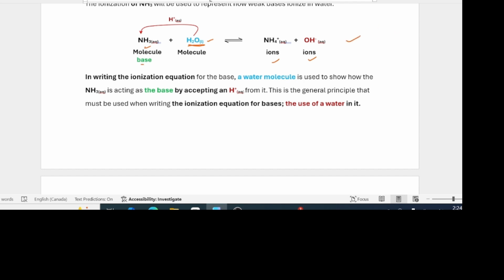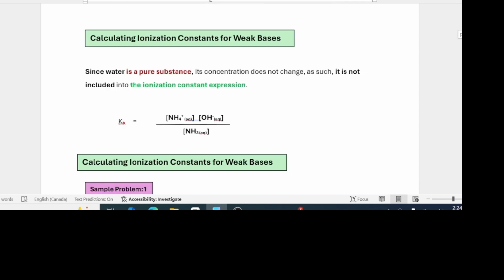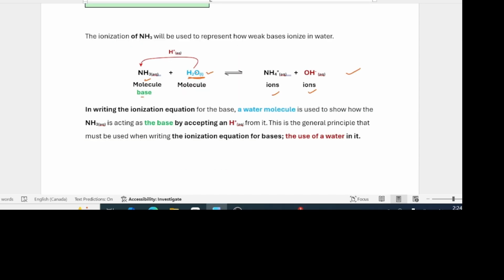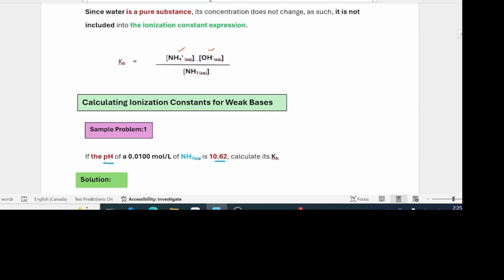From this equation, we can now write the ionization constant expression for the base. See how water is not included in this expression because water, being a pure substance, does not change its concentration. This is the water we're talking about. So only these three entities you're going to see in the expression: ammonium ions, hydroxide ions, and the base. So that's what we have there. Product of ammonium ions and OH ions divided by the concentration of the base, which is ammonia.